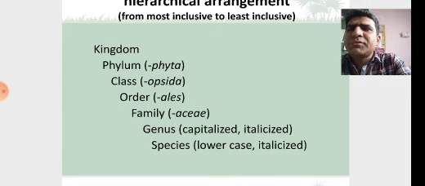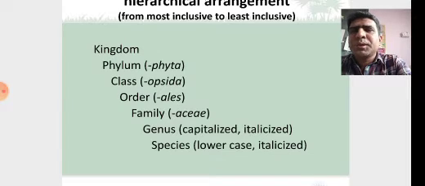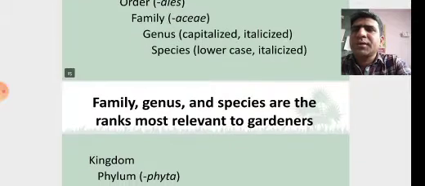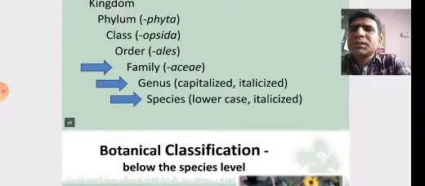When we write the name of the genus, there is capitalization and italicization: the genus should start with a capital letter, and then the species is written in lowercase, in italic font. The family, genus and species are the most important ranks. When writing the name of the plant, it should be written as the genus name, species name, and the family name. So this is the classification system.